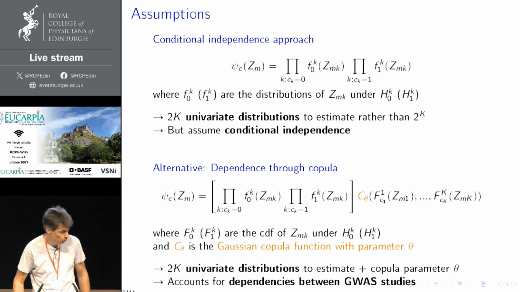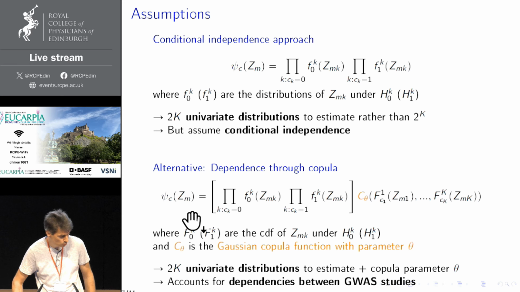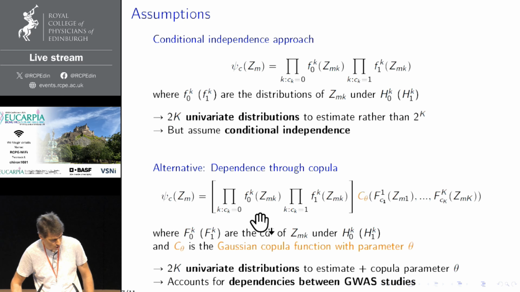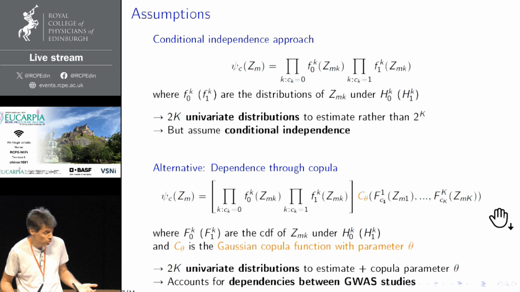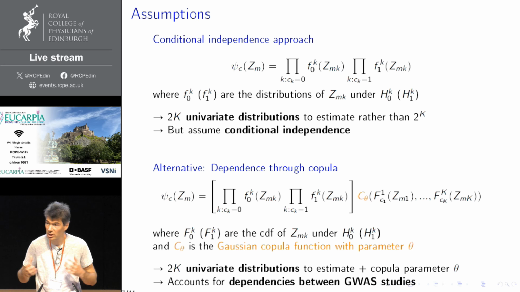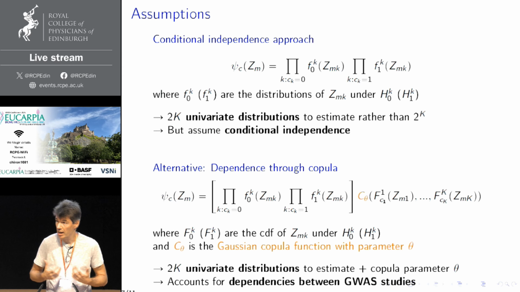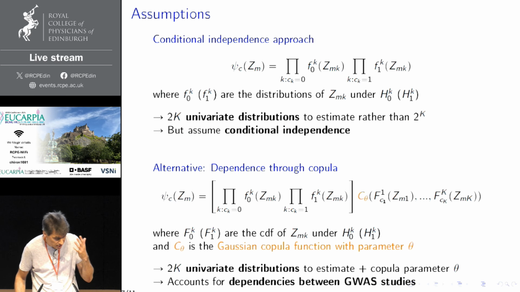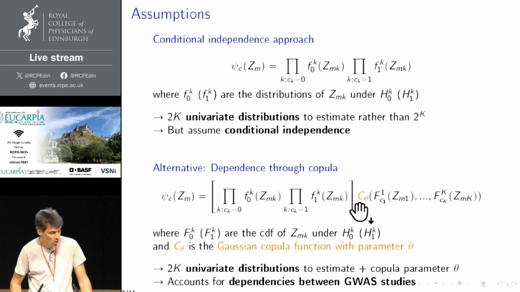And so the alternative that we propose is the following one. We will assume that phi of c has the same kind of product distribution times this copula function that we have here. If you are familiar with copula functions, you already know that this is a device that allows statisticians to take into account dependencies. And if you are not familiar with it, you can just think about it as some kind of correlation function that we add to take into account dependencies.